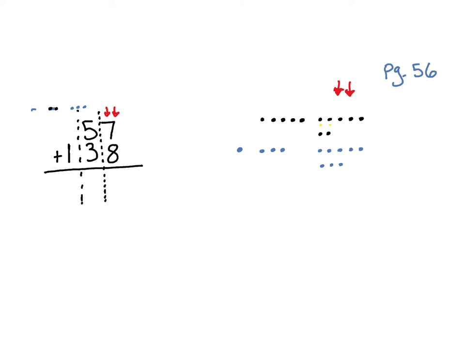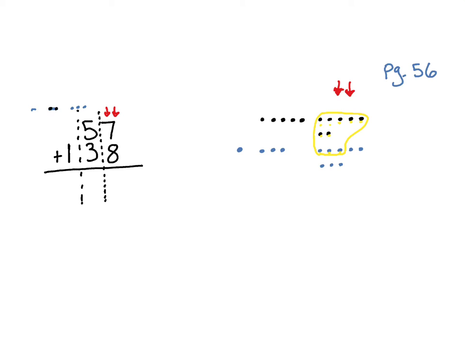1, 2, 3, 4, 5, 6, 7, 8, 9, 10. Hold on, I'm going to stop right there. I said 10. 10 is our magic number. Whenever I say 10, I need to bundle. So I'm going to circle all 10 of those. Go ahead and do that on your paper too. 10, very important.